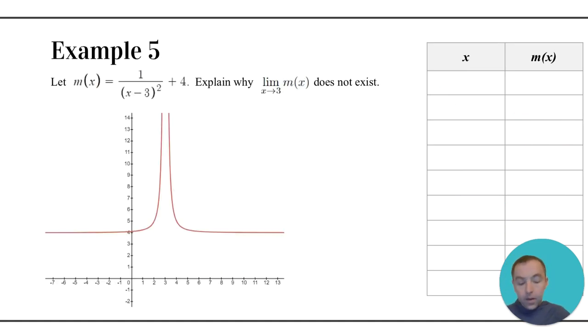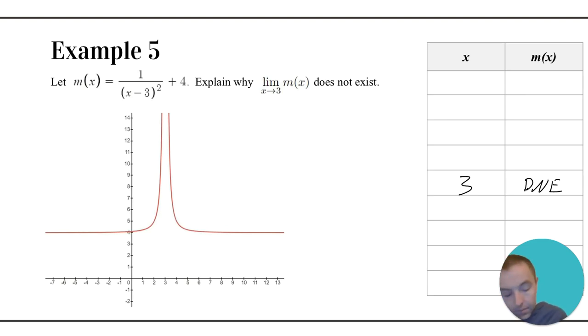Okay? All right, so here's another example where we'll also see a limit fail to exist. So m of x is equal to 1 over (x minus 3) squared plus 4. And what we want to try to do is find the limit as x goes to 3 of m of x. If we were to plug in 3 itself into the function, you'd have 0 on the bottom, and so it'd be undefined.